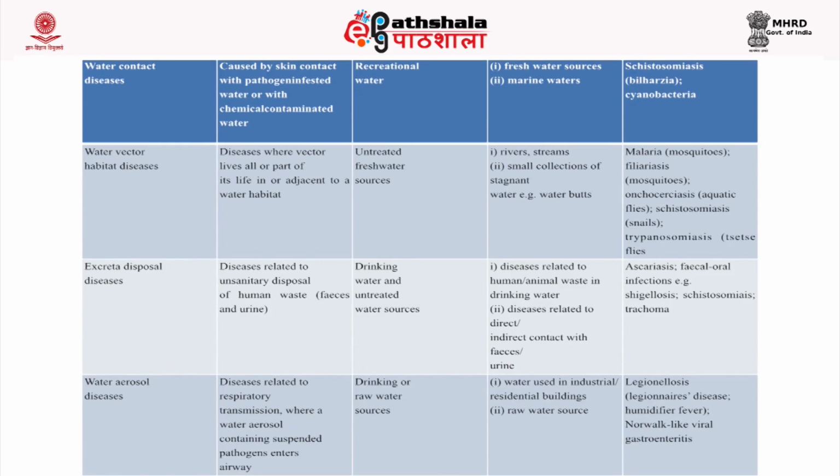Next is water vector habitat disease. This is disease where the water vector lives in, or spends part of its life in or adjacent to, the water habitat due to untreated freshwater sources. The source can be a river, stream, or small collection of stagnant water, that is water butts, and the diseases that occur are malaria and filariasis due to mosquitoes, schistosomiasis, and trypanosomiasis due to the tsetse fly.